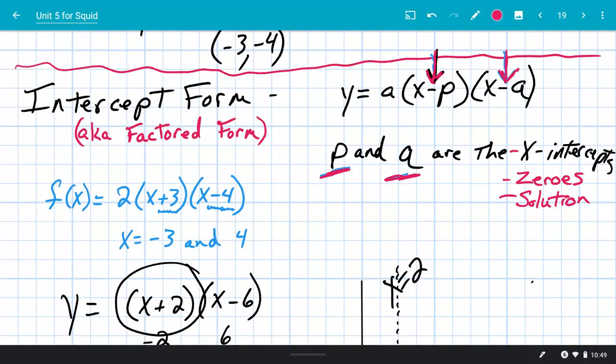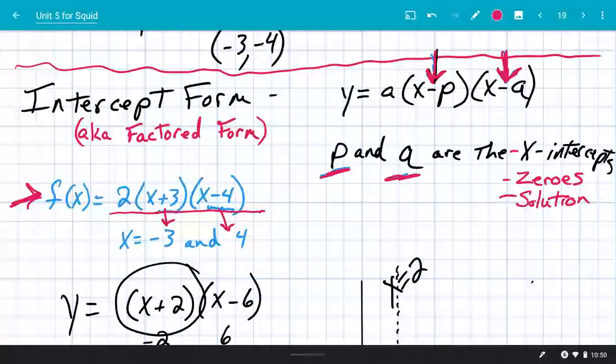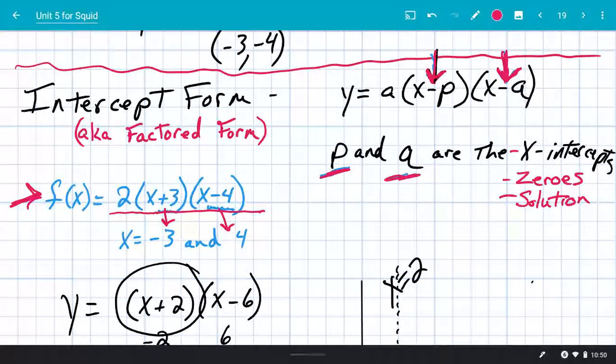But I got these two arrows up here pointing to the negative sign in the middle. Why? Because remember, that's opposite. So whatever we see in the problem is going to be the opposite of the intercept. For example, when we looked at this problem, f of x equals 2 times x plus 3 times x minus 4, what were our intercepts? They were the opposite, a negative 3 and a positive 4.